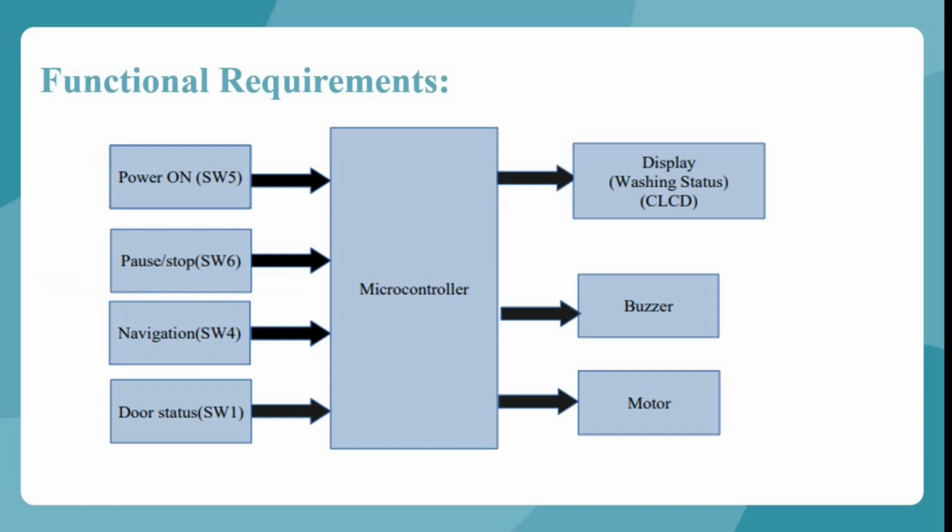These are the functional requirements of this project. We need to power on whenever we press switch 5. The system will power on, and whenever we press switch 6, it either pauses or stops washing. To navigate between options, we need to press switch 4, and whenever we press switch 1, it will give information about the door status. The buzzer, motor, and display, meaning the CLCD, are all interfaced to the PIC microcontroller.